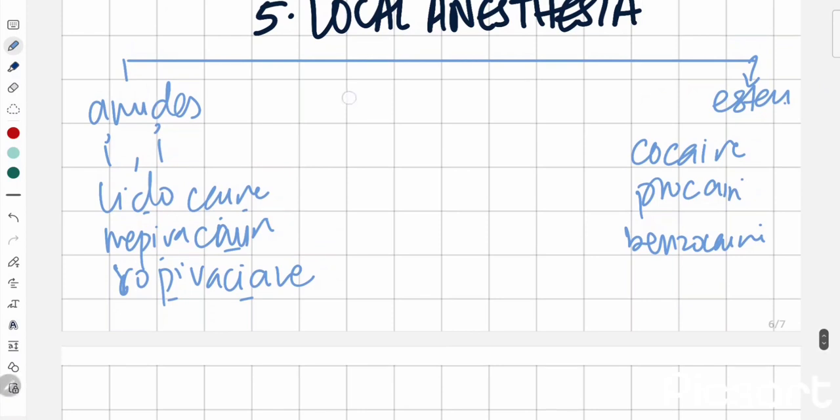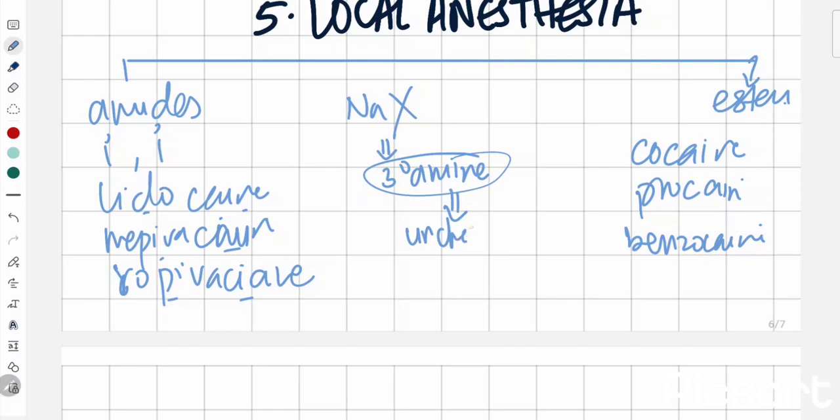Their mechanism of action is that they are sodium channel blockers. They are tertiary amines. Okay, and they're basically amines. But if they are tertiary amines, they are going to pass uncharged through the channel, and then they're going to become charged and then bind to the ion channels. Okay, so if they're uncharged, they're going to cross the lipid soluble membrane, and then they're going to become charged, and then they're going to block the sodium channels.